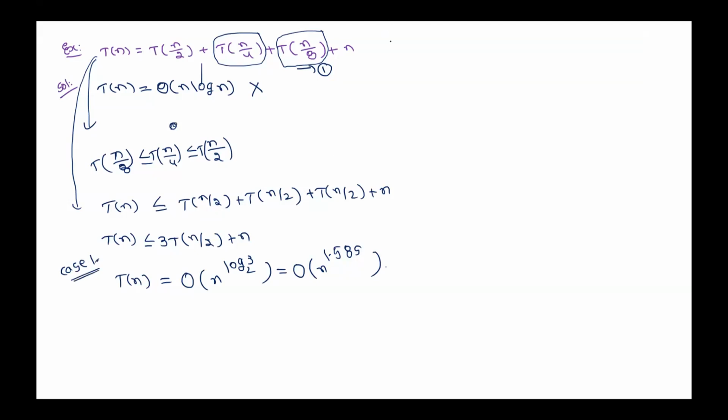What is the other way of doing this? Same thing. Can we say that T of n is greater than or equal to 3 times T of n by 8 plus n? That means n by 2 I replace with n by 8, n by 4 also replace with n by 8, n by 8 as it is. Is this correct? Another way? Is that correct?